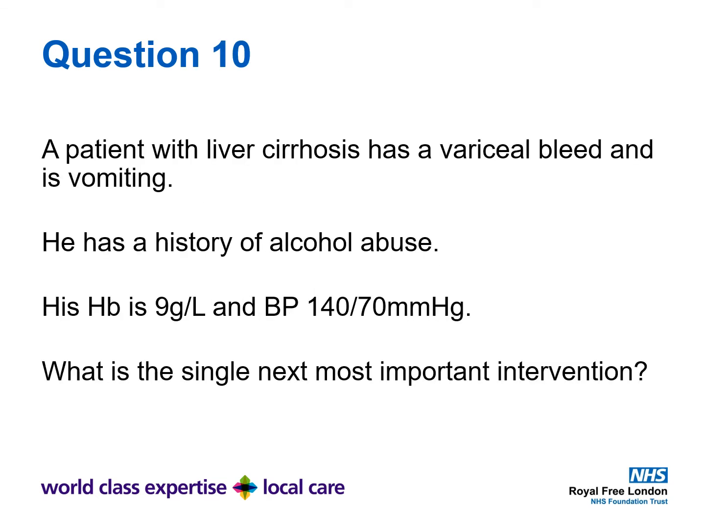Question 10. A patient with liver cirrhosis has a variceal bleed and is vomiting. He has a history of alcohol abuse. His HB is 9 grams per litre and blood pressure 140/70 millimeters of mercury. What is the single next most important intervention?